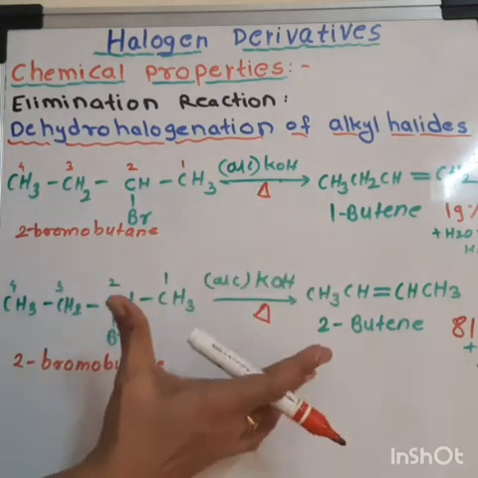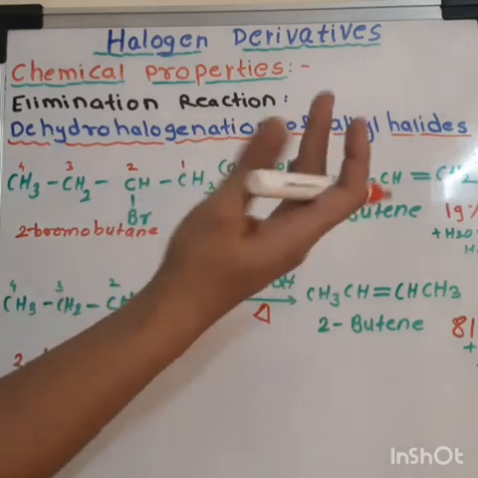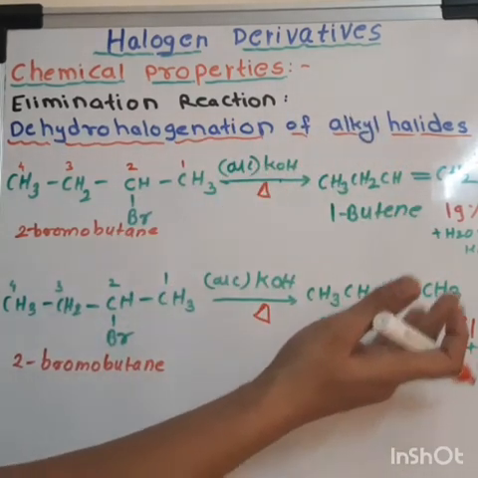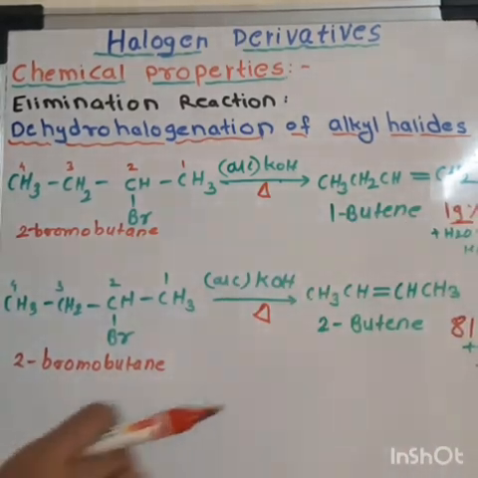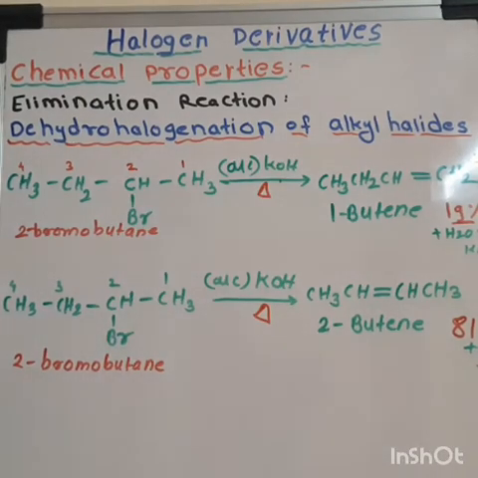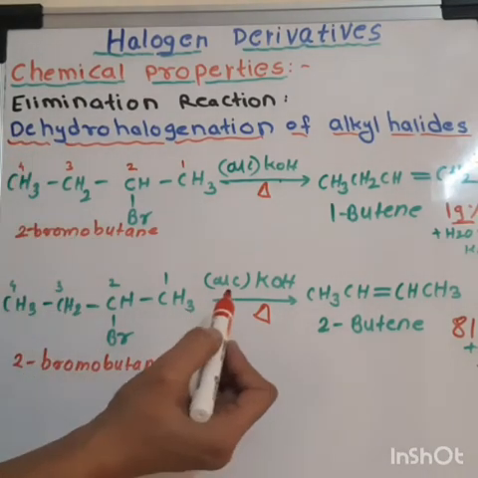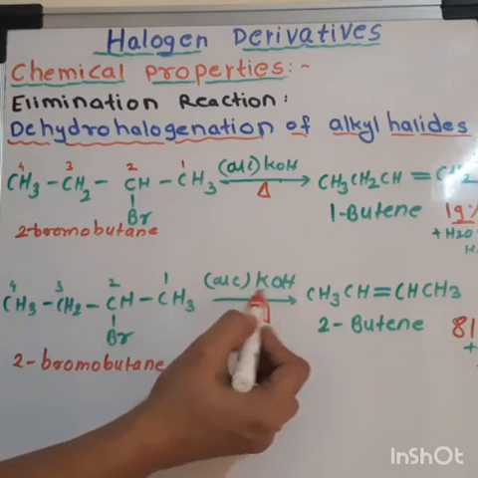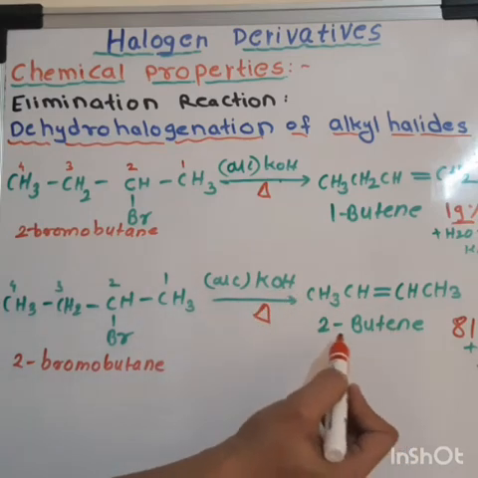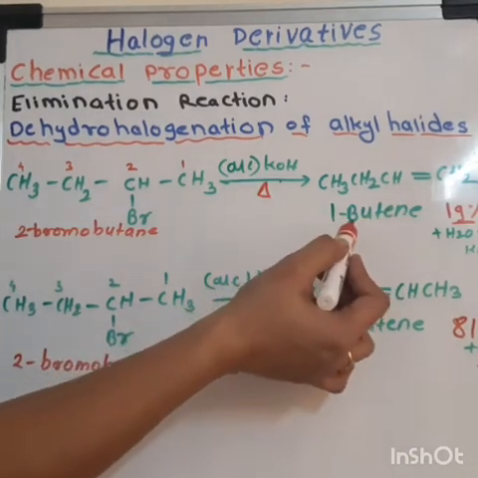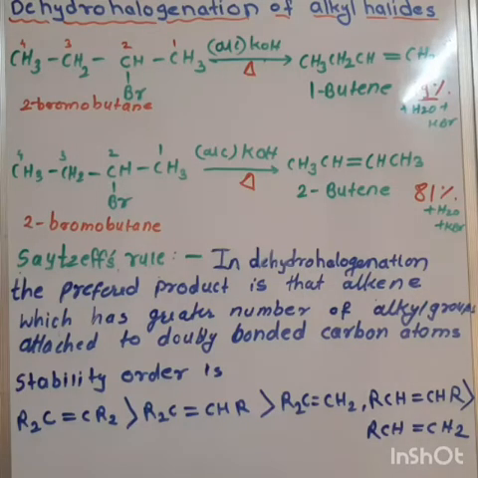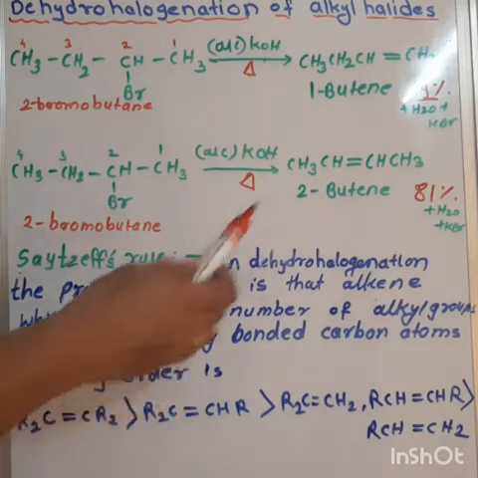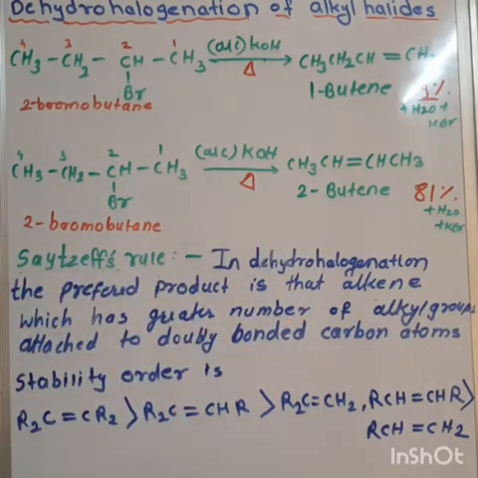But the amount of product obtained is 19% 1-butene and 81% 2-butene. That means when 2-bromobutane is boiled with alcoholic KOH, it gives 2-butene as the major product and 1-butene as the minor product. Why? Let's see one rule, that is Saytzeff's rule, which can explain why 2-butene is the major product in this reaction.